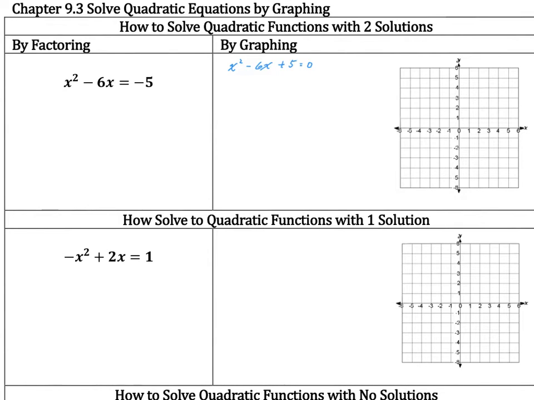In 9.3, we're going to learn how to solve quadratic equations by graphing. So first, I'm going to take this quadratic function and rewrite it as x squared minus 6x plus 5 equal to 0. And now I'm going to look for the axis of symmetry, which is 3.